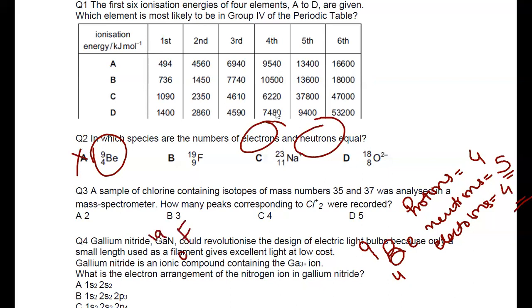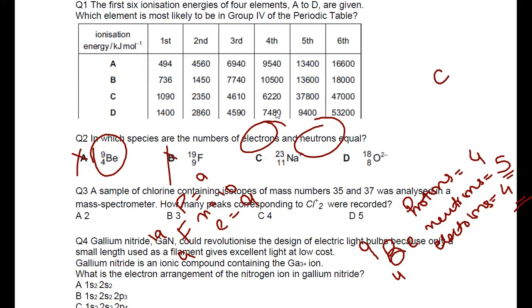In fluorine, Khadija, how many protons do I have? 9. How many neutrons do I have? 10. How many electrons do I have? 9, because it's an atom. In an atom, the number of electrons and protons are equal to each other. So in option B as well, the electrons are not equal to neutrons. So option B is not the answer. We have to choose between C and D. Let's take a look at C.